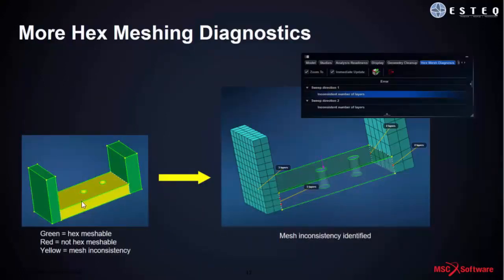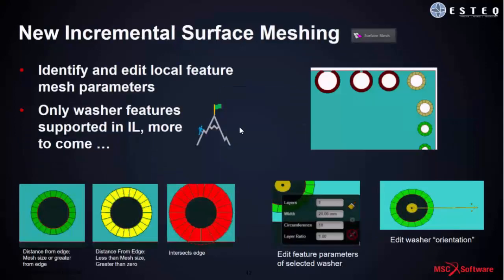Another good example, especially when cells turn yellow, it means they're hex meshable, but there's something that prevents them. And typically, as in this example, the mesh seeds of the adjacent cells are not the same, which means hex meshing is then not capable to create connected elements. So that's where this diagnostics helps quite a bit.